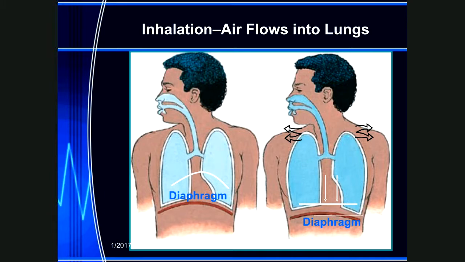Here we have a picture of inhalation, air flowing into the lungs. The intercostal muscles and the diaphragm contract to move the ribs up and out and the diaphragm down. So when we breathe in, the diaphragm goes down. We breathe out, the diaphragm goes up.